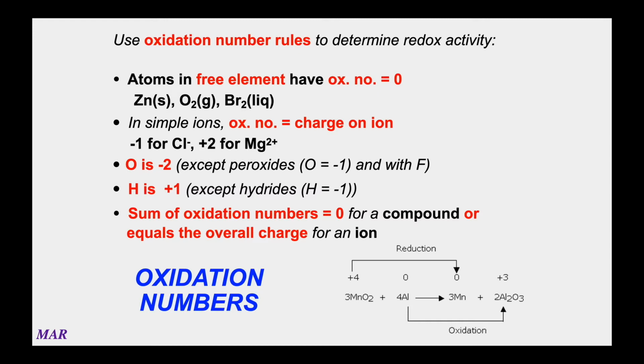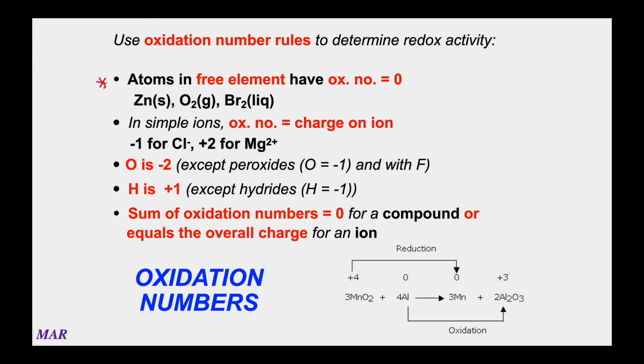So let's go through these rules real fast, and I'll try to give you an example of how this works out. The first thing is that if you have a free element, which is just an element in its standard state, all of those will have oxidation numbers of 0. So if you have zinc metal, Zn solid, or oxygen as a gas, or bromine as a liquid, or any of the elements on the periodic table, and notice none of those have ionic charges, positive or negative, then the oxidation number is going to be 0, and that'll be helpful to us.